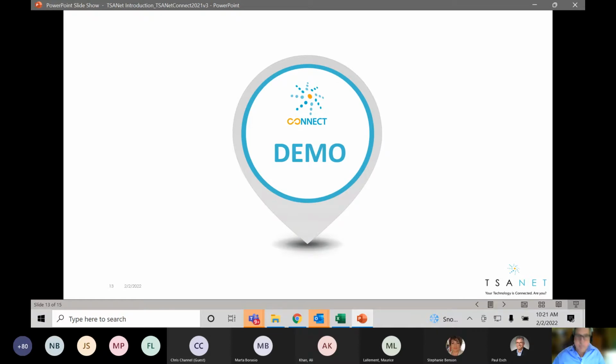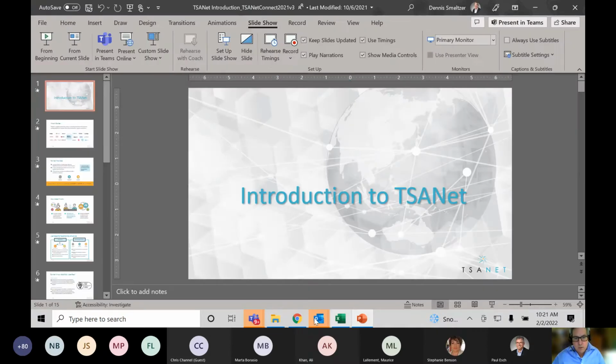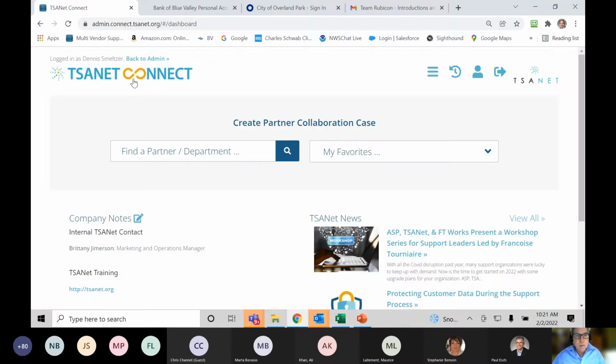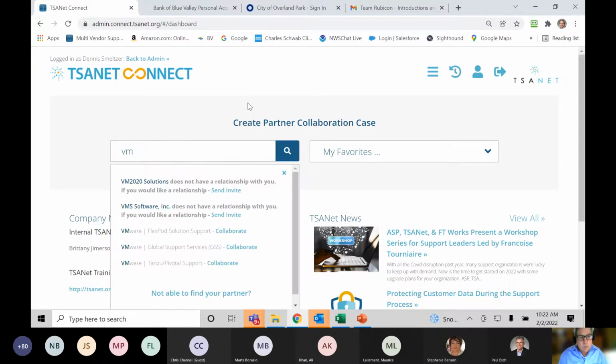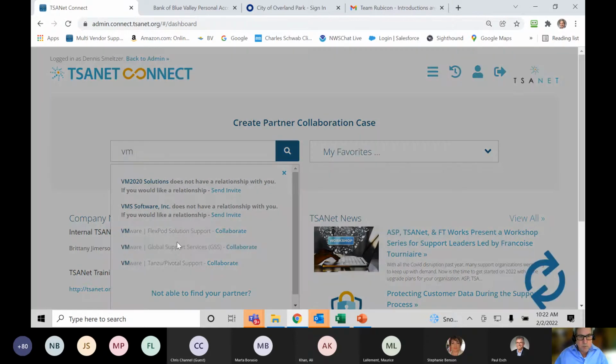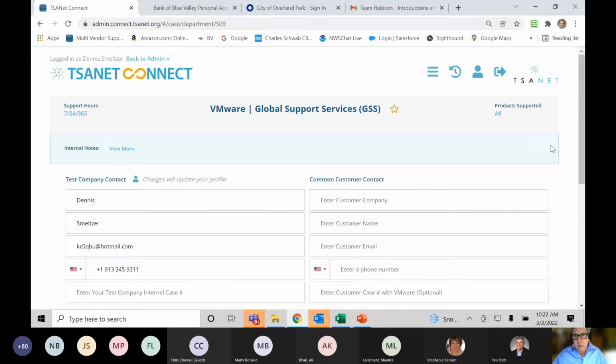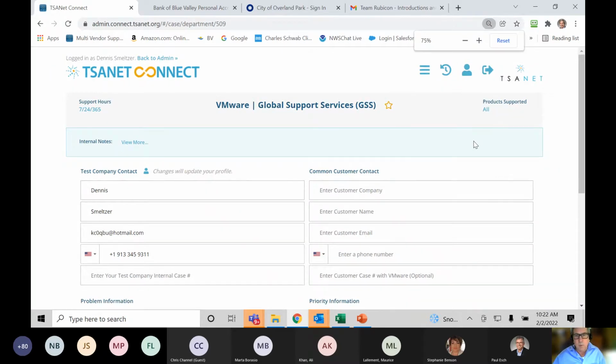So let me go in and give you an idea here. We'll go into the database, and I've just gone into a test company here. Again, every company that's a member is going to have their own landing page that they can get into. And I would come over here, and we'll pick on VMware today. So I'll come down here and pick this particular department of VMware. And what it's going to do is come up with that form. Let me make it just a little bit smaller so everybody can see more of it.